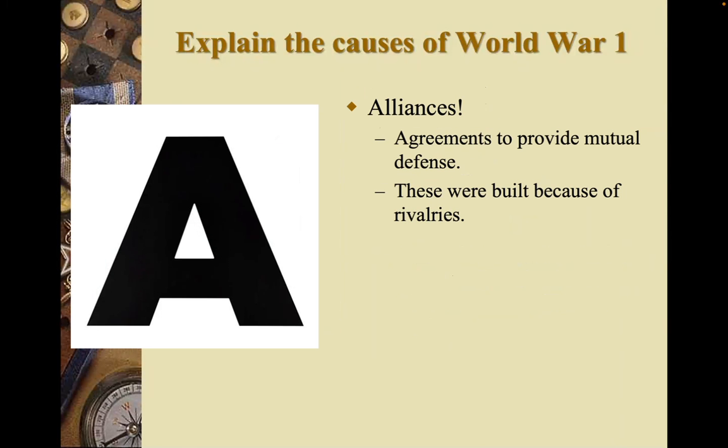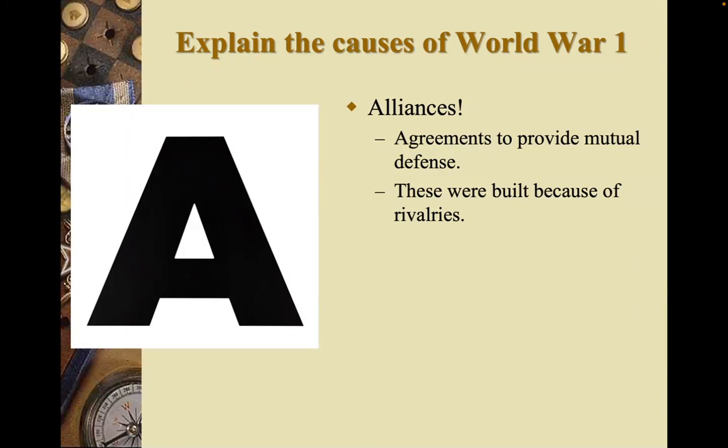The next is alliances. Alliances are essentially agreements to provide mutual defense. They can be made publicly or they can be made in private. But essentially, they're made when you run out of money building your army. And so by making these mutual defense agreements through alliances, what you're actually doing is furthering the size of your army to be able to protect yourself.